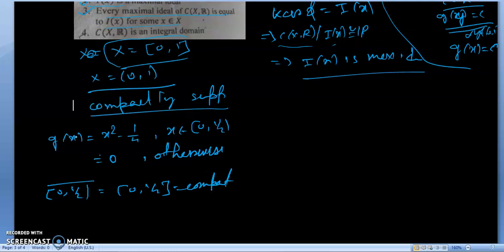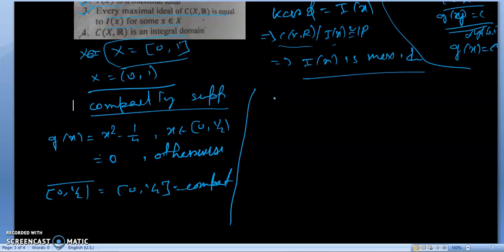That means the function is not equal to 0 on a set whose closure is compact. That means g(x) is a compactly supported function. Functions are called compactly supported if they are not equal to 0 on sets whose closure is compact. So therefore g(x) is a compactly supported function.